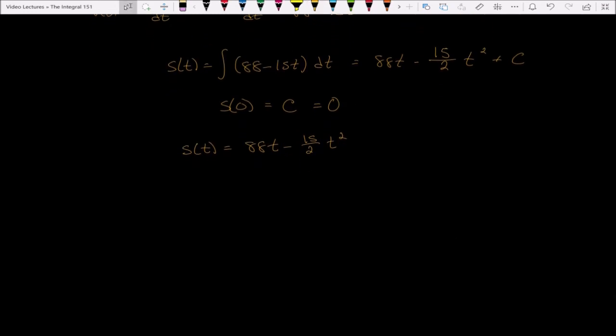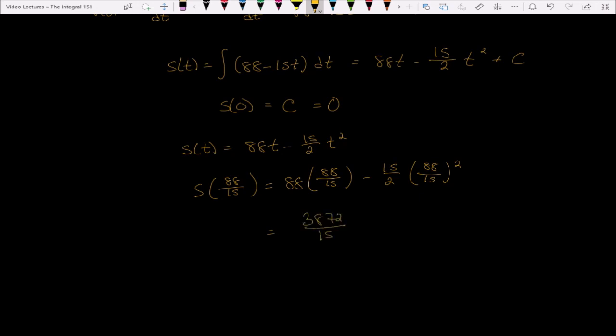How far does it travel? Well, let's plug in 88 over 15: 88 times 88 over 15 minus 15 halves times 88 over 15 squared. Plugging this into a calculator, you'll find this gives you 3872 over 15 feet, which is about 258.13 feet. So it goes about 258 feet during this time of deceleration.